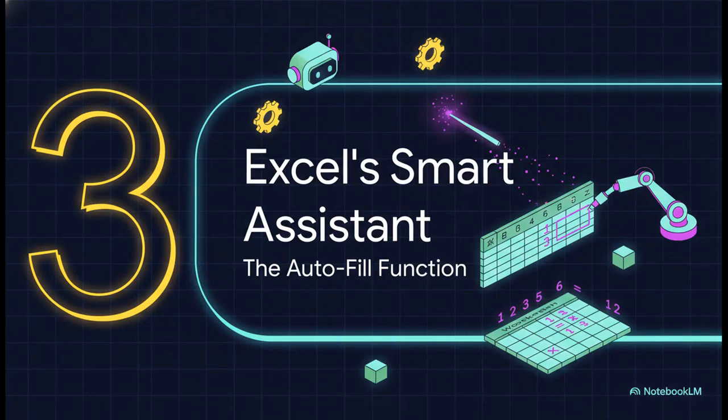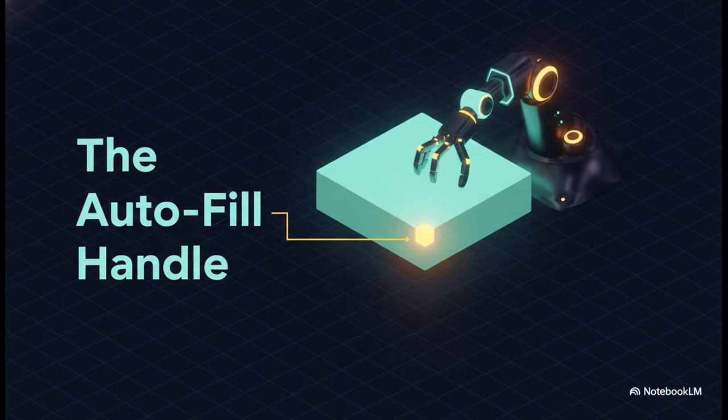Okay, we've covered the grammar, we've covered navigation. Now let's introduce a tool that does a lot of the heavy lifting for you. It's kind of like having a smart assistant built right into your workbench. You know that tiny little square in the bottom right corner of a cell you've selected? That's the autofill handle. But it is so much more than just a button. I want you to think of it as a robotic arm that understands patterns and is designed to save you an incredible amount of time.